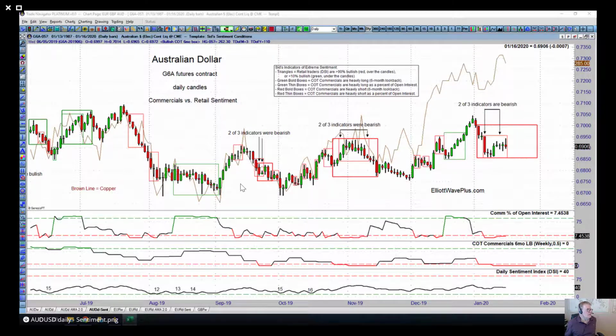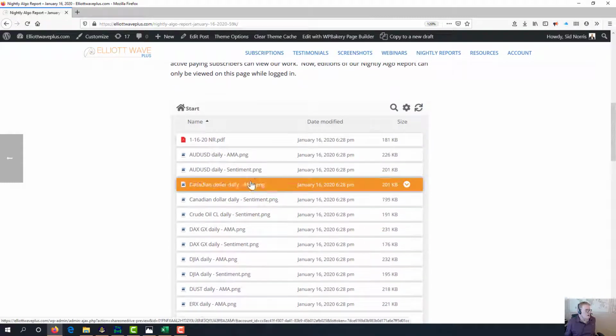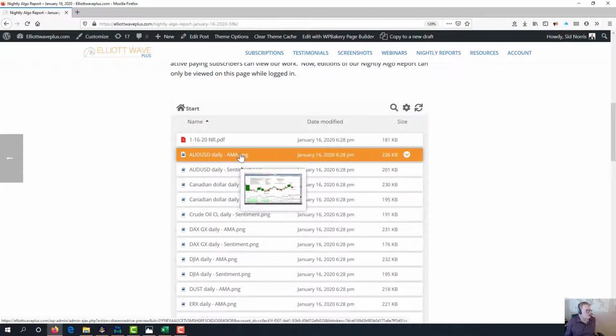And when you have commercials extremely bullish and retail extremely bearish, that's a very bullish spread condition on the sentiment, and that's the time where you generally are going to see soon enough a move to the upside.